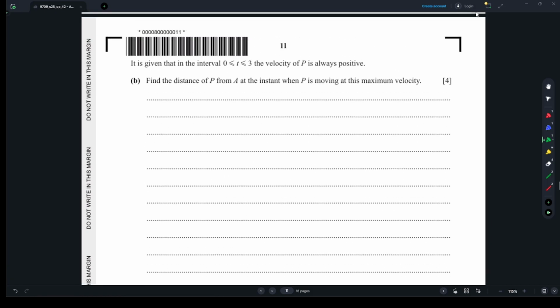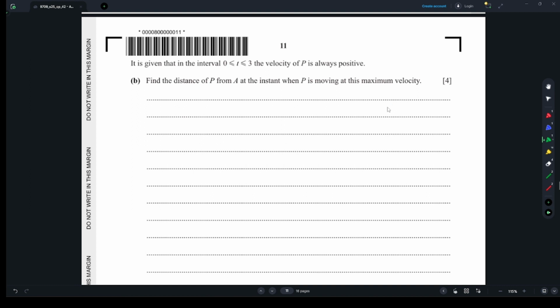Okay, now it is given that in the interval of 0 to 3, the velocity of P is always positive. Find the distance of P from A at the instant when P is moving at the maximum velocity. So now we have to find out the distance from A to the point where it reached that maximum velocity. So now we know that it reached its maximum velocity at 1.5 seconds, right?